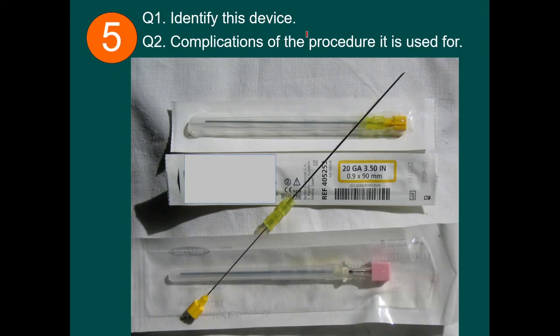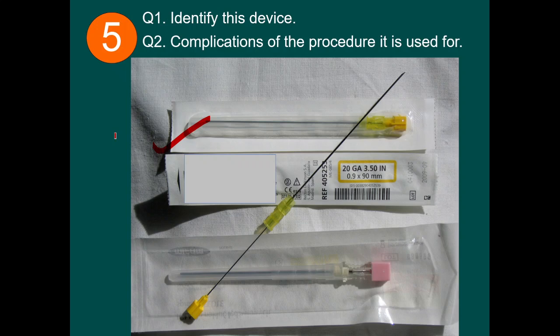Fifth one, instrument. Identify this device, and the complications of the procedure while doing it. Device though you might have easily identified. What are the complications of the procedure? So the follow-up question related to this might be how many LPs you might have done during your MD. A common question you can expect from the examiner.